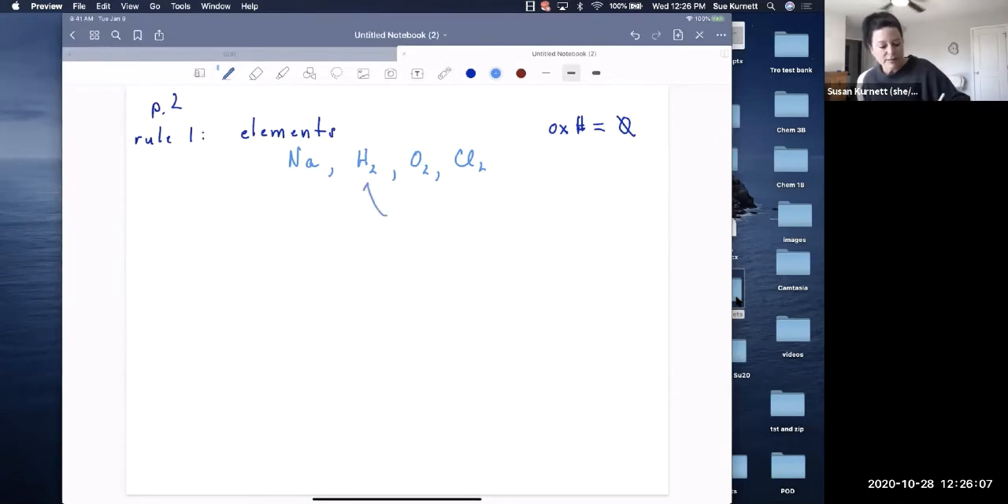Both hydrogens here have an oxidation number of 0. Protons equals electrons. And then there are polyatomic elements. There are 3. Each of these 4 phosphorus atoms has an oxidation state of 0, a charge of 0. Protons equals electrons.